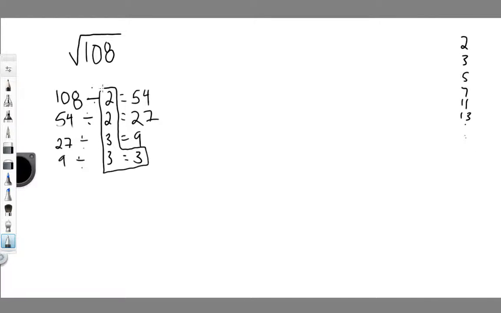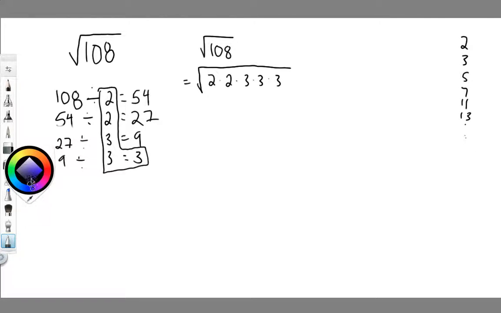My square root of 108, I'll rewrite it over here, is now equal to the square root of this prime factorization: 2 times 2 times 3 times 3 times 3. Now what we want to do is make groups of 2, with the exact same number in each group. Let's go to a nice blue. I want to have two of the same numbers in a group, so I want 2 and 2 and 3 and 3.